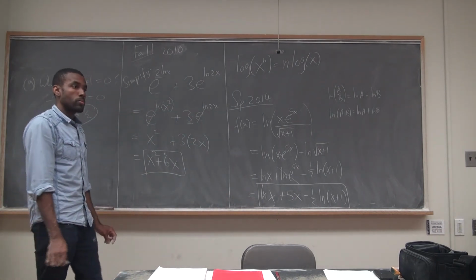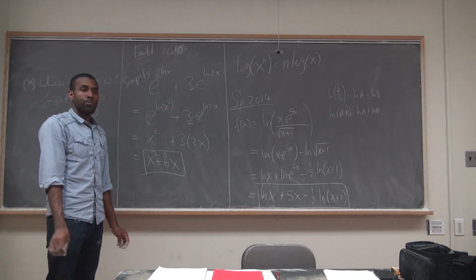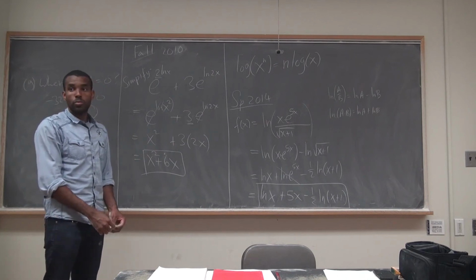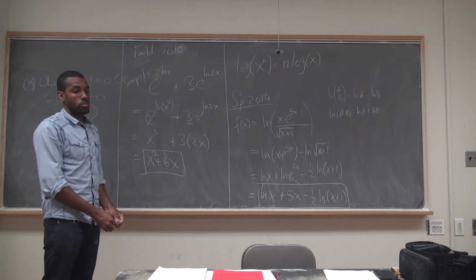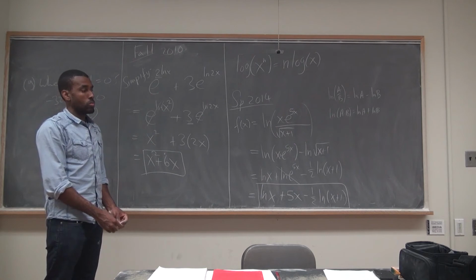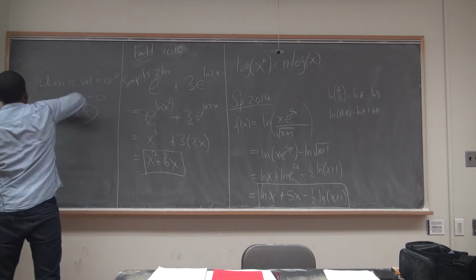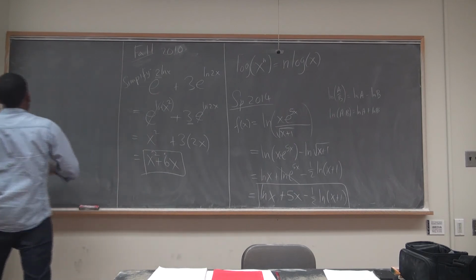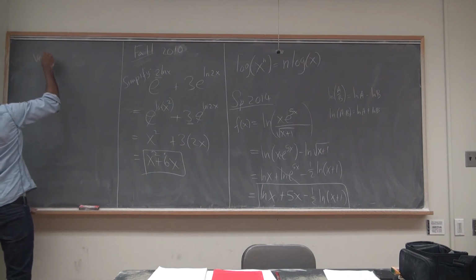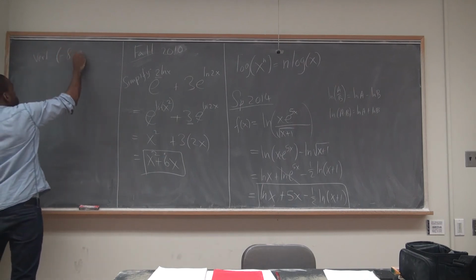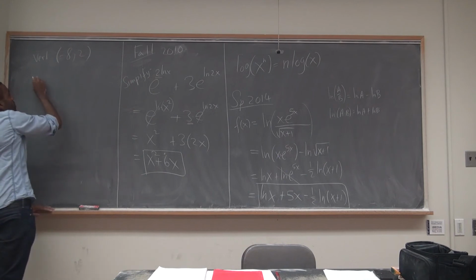Other questions? I have a question. The question said, write an equation for a quadratic function with vertex -8, 2 that passes through the point 2, 4.